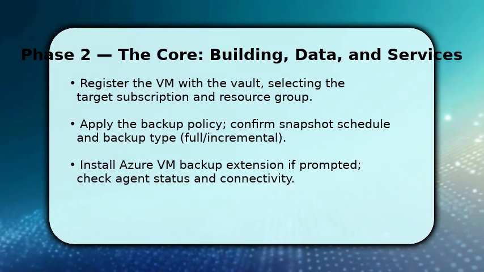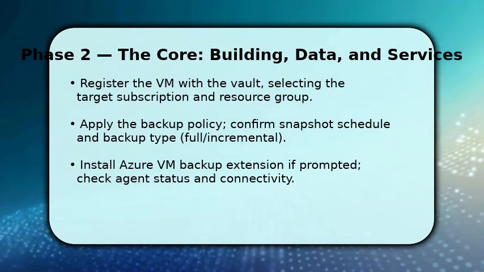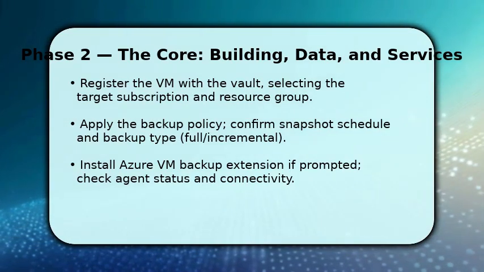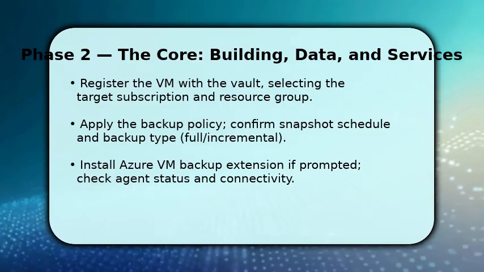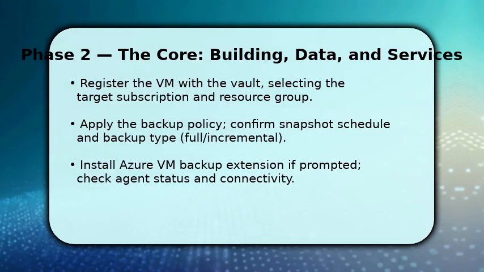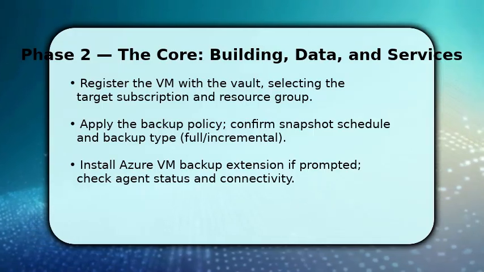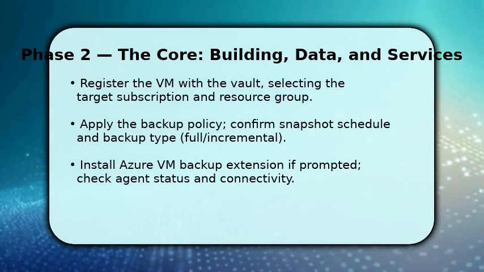Now you register and enable backup for the VM itself. In the Recovery Services Vault, go to Backup, choose Azure Virtual Machine, and select the VM. Next, apply the backup policy you configured. This sets the snapshot cadence and retention windows.